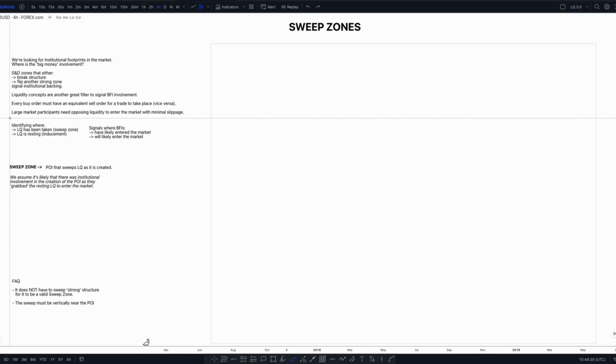So if you're a large market participant, you're going to need the equal and opposing liquidity to enter the market with minimal slippage. Essentially what that means is, if you think about the order book, at every single price level there are going to be orders, supply and demand.